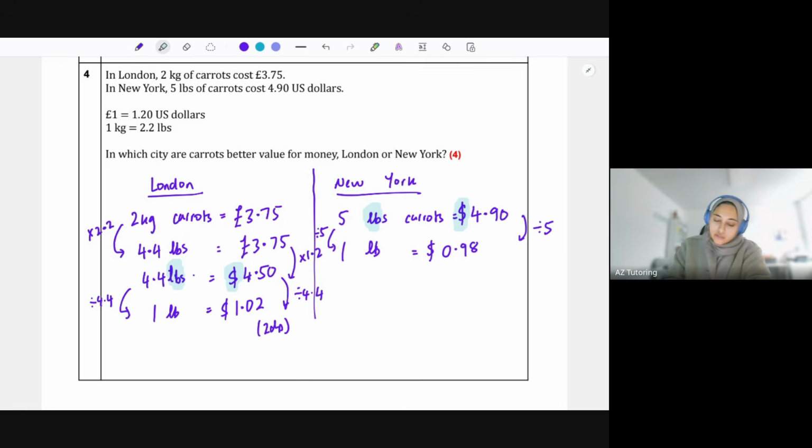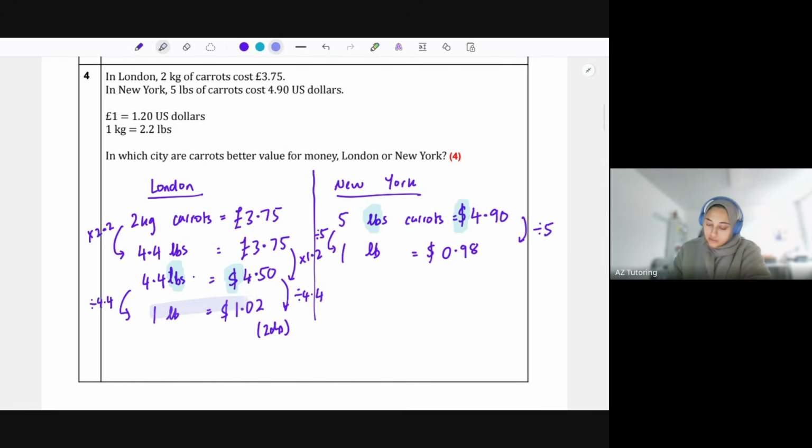So now all I have to do is just compare these two. So which one's better value for money? Basically, what is cheaper? And this is cheaper here. So you would say New York is better value for money because it's cheaper.